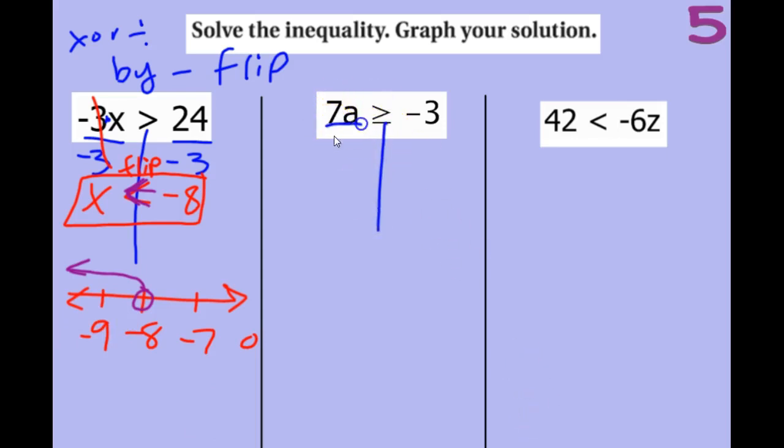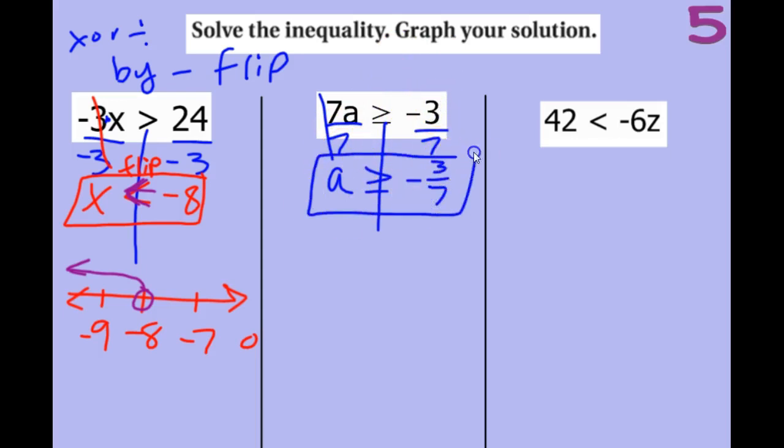Same thing here, we're going to divide by 7. So we have a is greater than or equal to. We didn't flip our sign because we divided by a positive number, even though our answer is negative. If you want, you can convert this to a decimal, but I'm just going to graph it like it is.